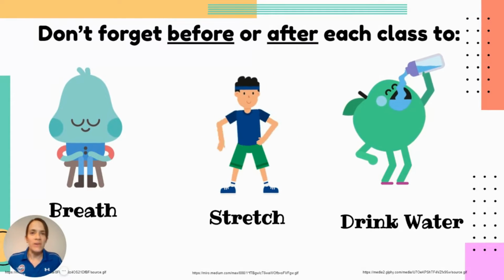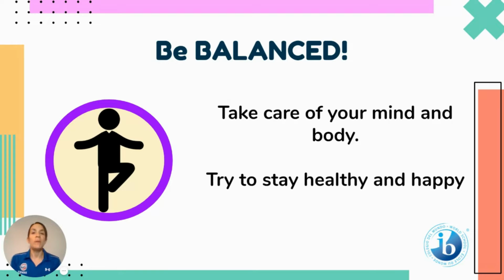Because all these measures allow you to be balanced. What is to be balanced? It's to take care of your mind and your body. It's trying to stay healthy and happy. So you're healthy here and you're healthy here. So remember, a Madison child eats balanced.